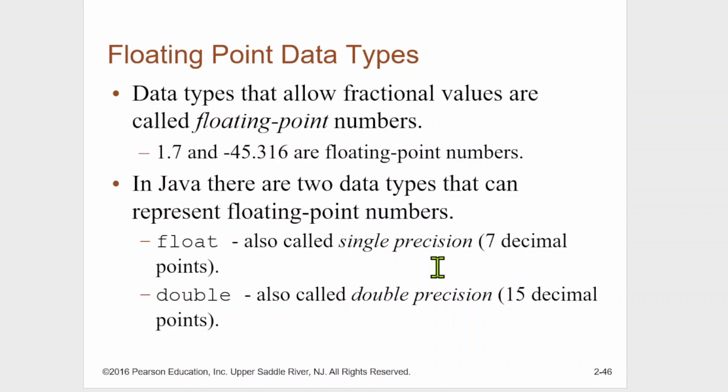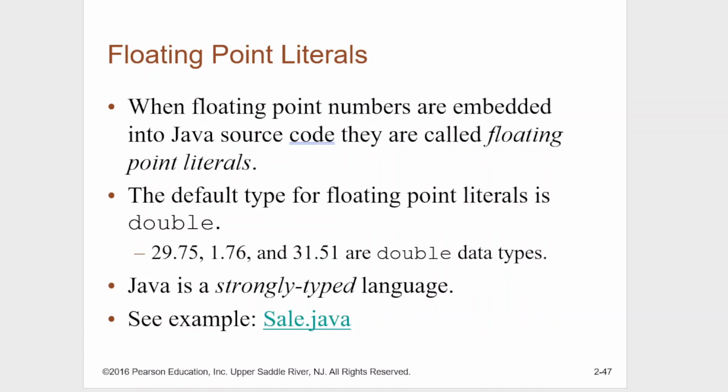And again, it's really major scientific stuff if you're worried about 15 decimal points. Floating point literals: when a floating point number is embedded into Java source code, it's called a floating point literal. The default data type for floating point literals is double. Java is a strongly typed language.